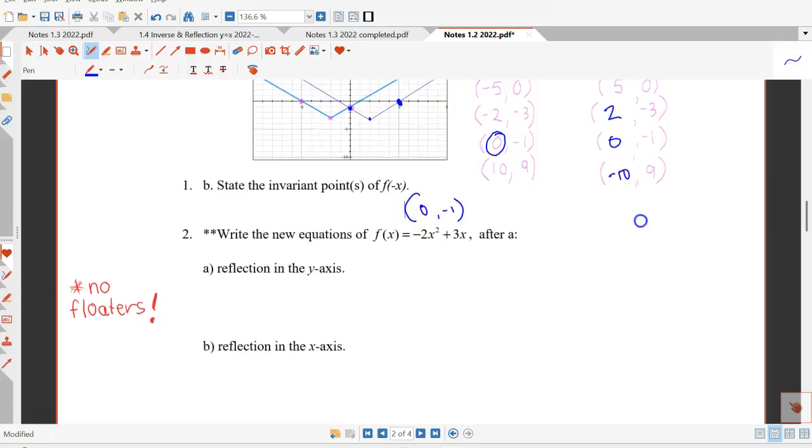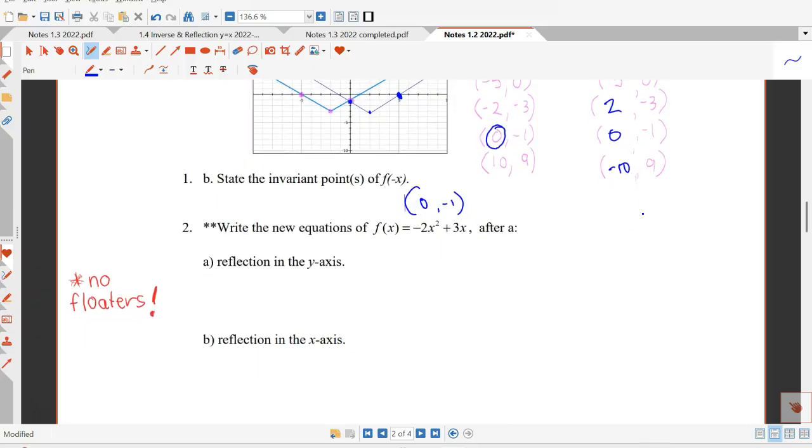Okay, let's try another example here. We're going to write the new equation after reflection in the y-axis. Reflection in the y-axis means the x changes. And remember, this is u and v. I'm going to do replacement here. I know u is equal to -x, and so x gets replaced with -u. And y, or v, is just y. It stays the same.